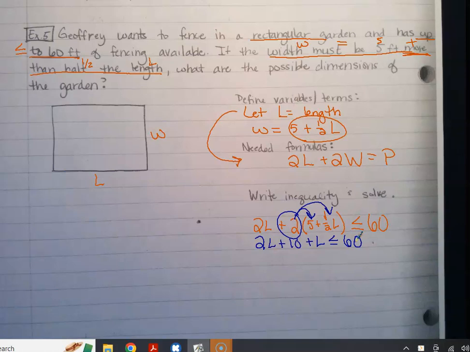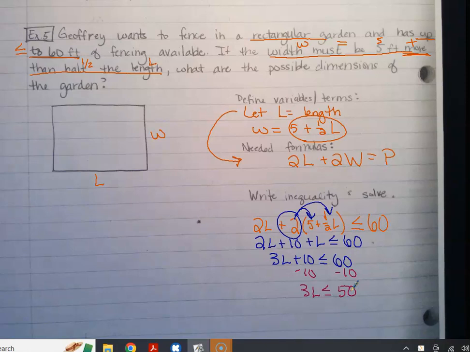Next step. Add our L's together, so combine our like terms. So what's 2L plus L? 3L plus 10 is less than or equal to 60. What was the next step? Subtract 10. Okay, I see what we got. So 3L is less than or equal to 50.